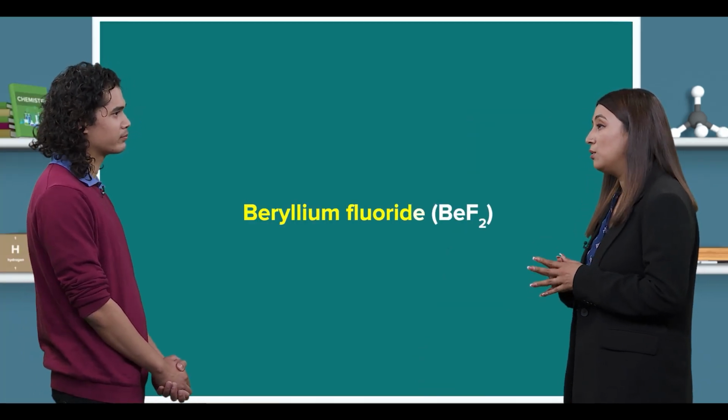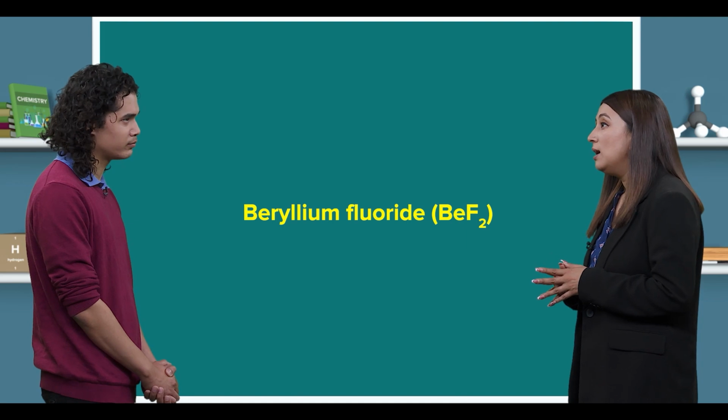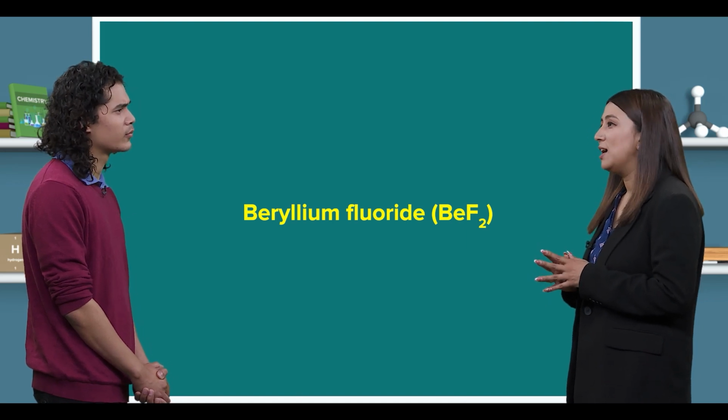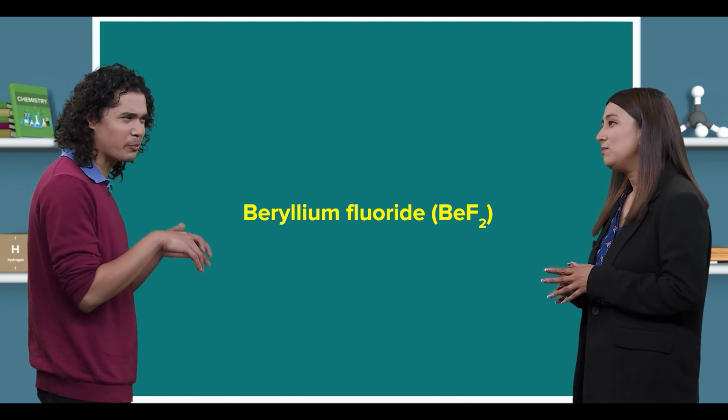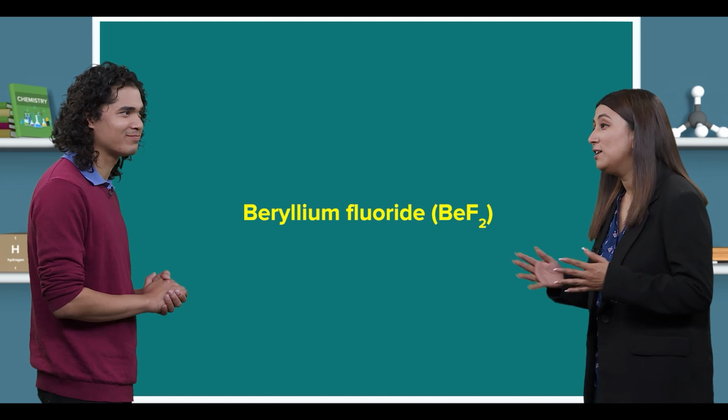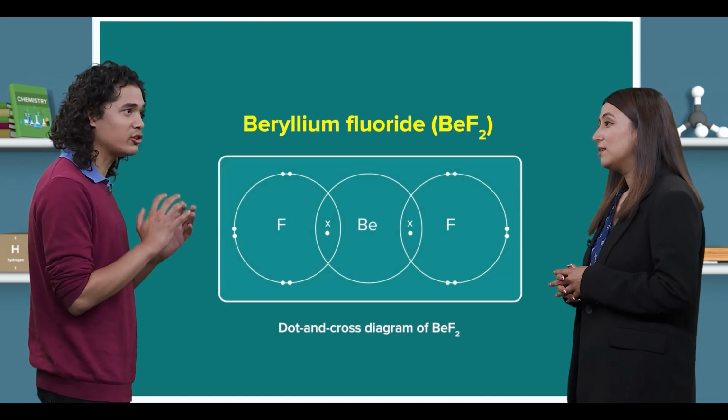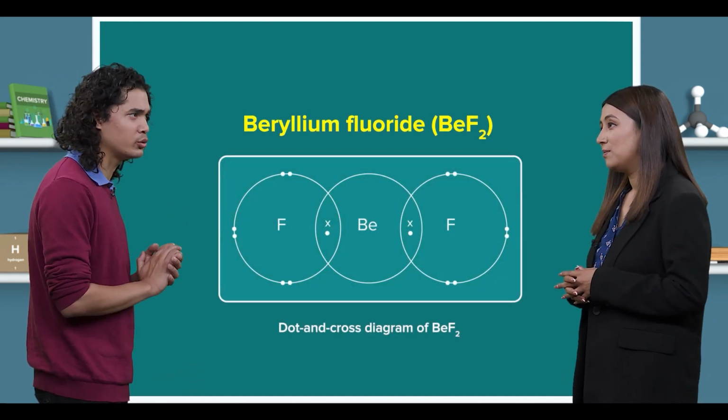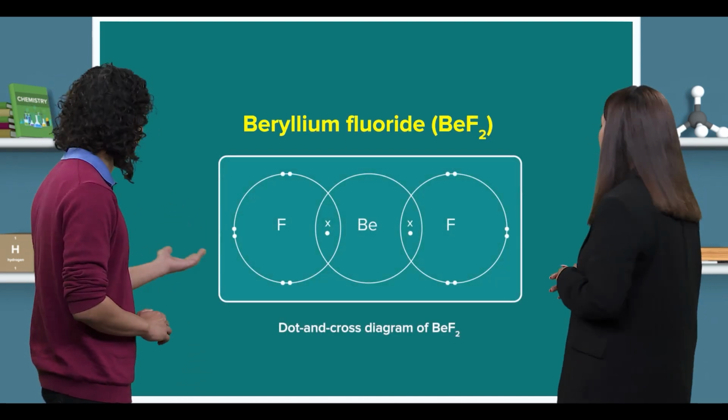Got it. Now, let us use this theory to determine the shapes of molecules which only have bond pairs of electrons and no lone pairs. Alright. Let's consider a simple molecule of beryllium fluoride, or BeF2, and start with its dot and cross diagram. Oh, can I hop in and give it a shot? Sure, why not? So the dot and cross diagram of BeF2 would look like this.